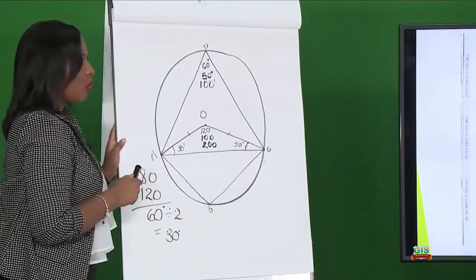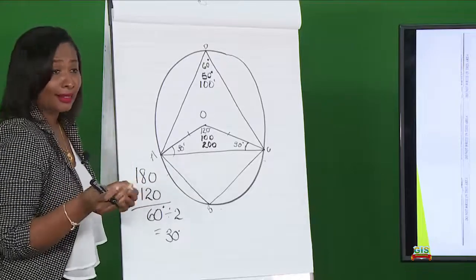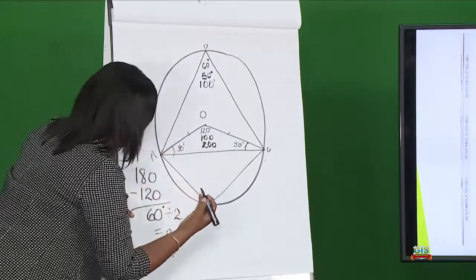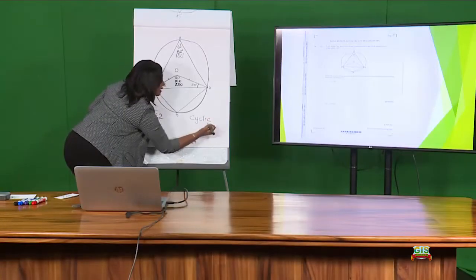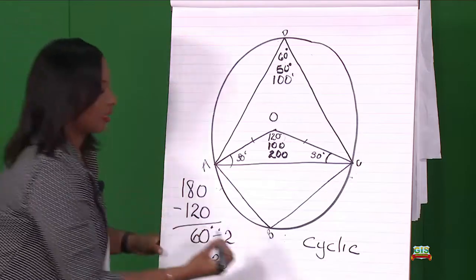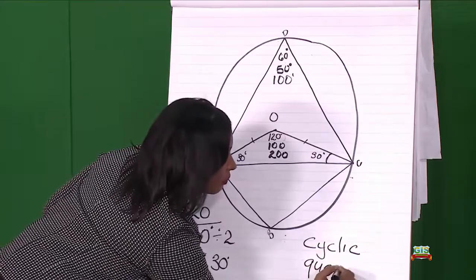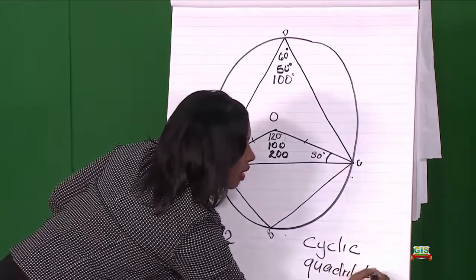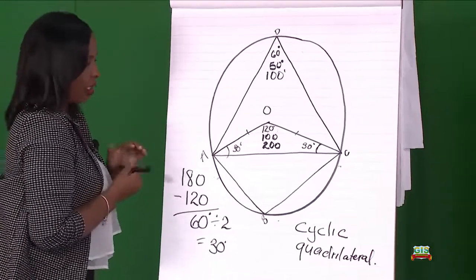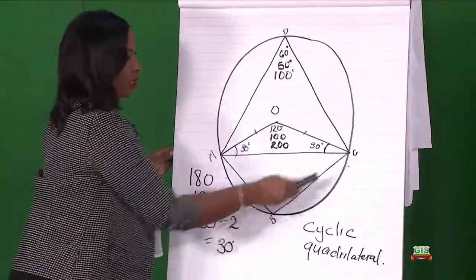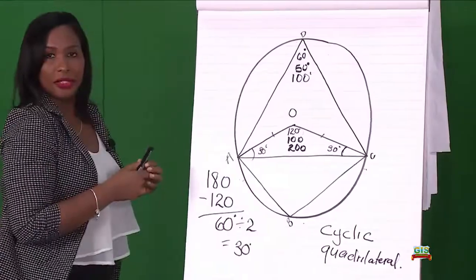And this is what is called a cyclic, whatever part of the country you come from. You will decide how you pronounce it. Cyclic or cyclic quadrilateral, okay? And what that means is that it is a 4-sided shape that all 4 points touch the circumference, okay?